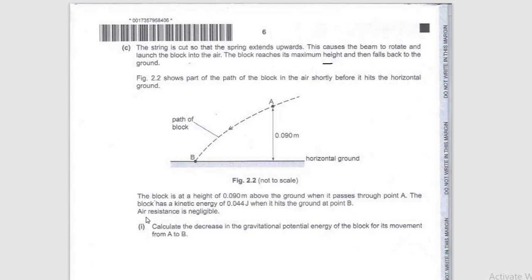Figure 2.2 shows the part of the block in air shortly before it hits the horizontal ground. So the block is at height 0.09 meter above the ground when it passes through A. This is when the block is in air. The block has kinetic energy of 0.044 joules when it hits the ground at point B. This is when it's coming down.